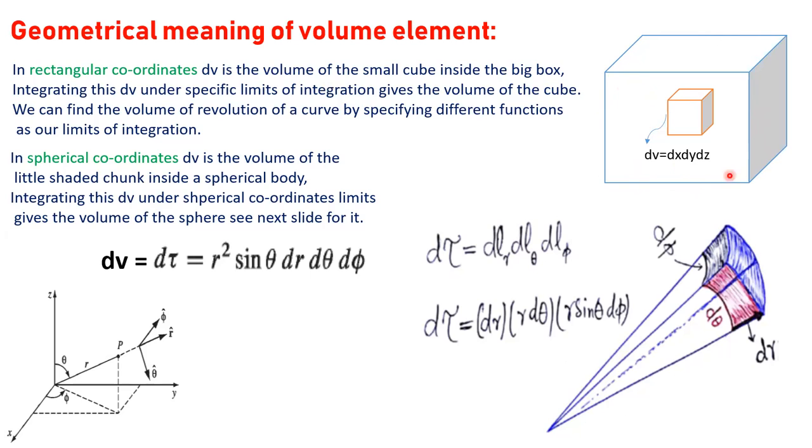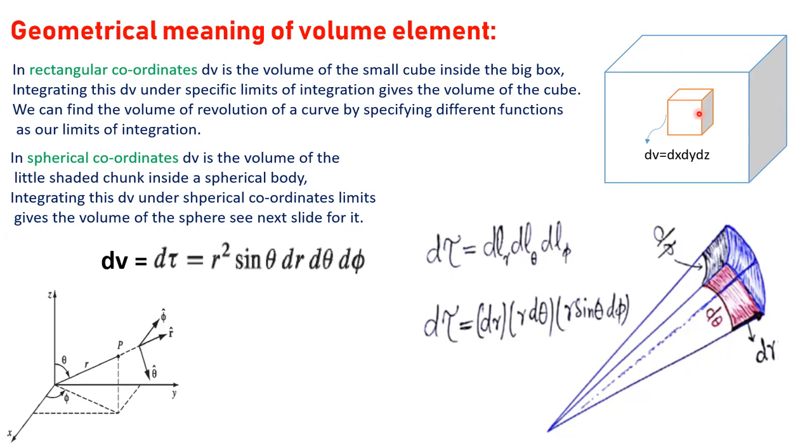This is just the volume. If this side is a, this side is b, and this side is c, then the volume will be just the product of these three sides, and this will be abc. But let me do this process with the help of the volume element. So suppose I have this big box and I want to find its volume. I already know this, but I want to calculate it by using this volume element.